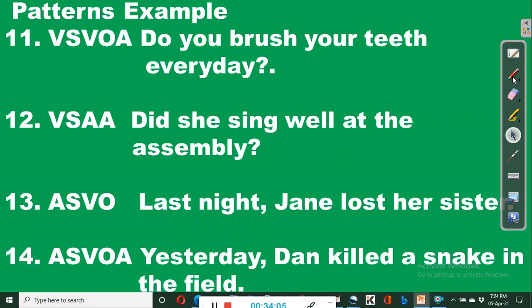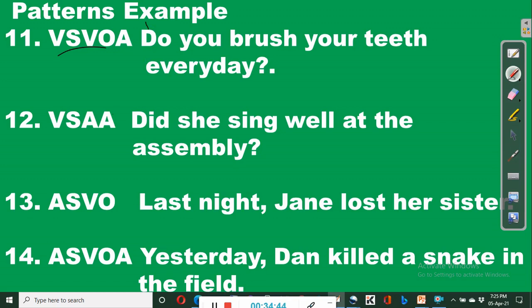Now, the next one, which is number 11, is VSVOA. Now, we see a change in pattern here because we are now dealing with an interrogative sentence. So the structure changes, and instead of beginning with a subject, it begins with a verb. When you are asking a question, the question always begins with a verb. And the example is this: do you brush your teeth every day?